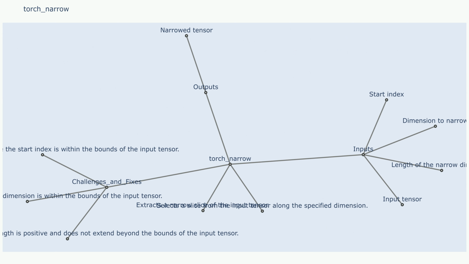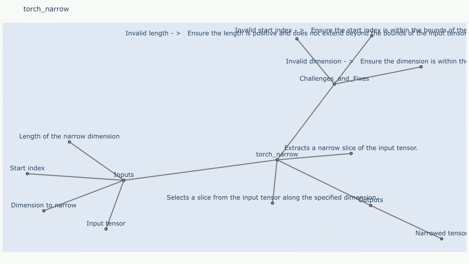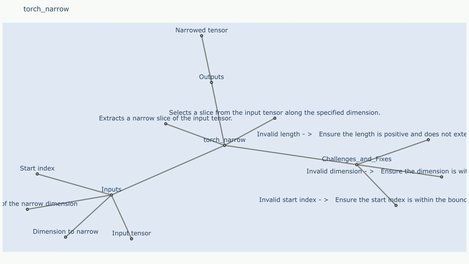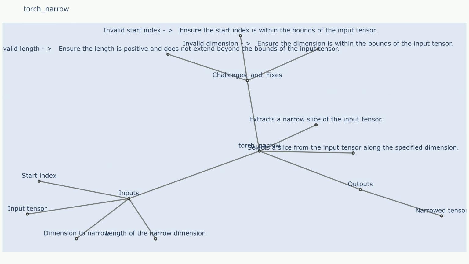Steps. Step 1: the function identifies the specified dimension dim in the input tensor. Step 2: it then extracts a subtensor from the specified dimension starting at the given index start and with the specified length. Challenges and fixes. Challenge 1: index out of bounds. If the specified start index is negative or exceeds the bounds of the dimension, it raises an index error.